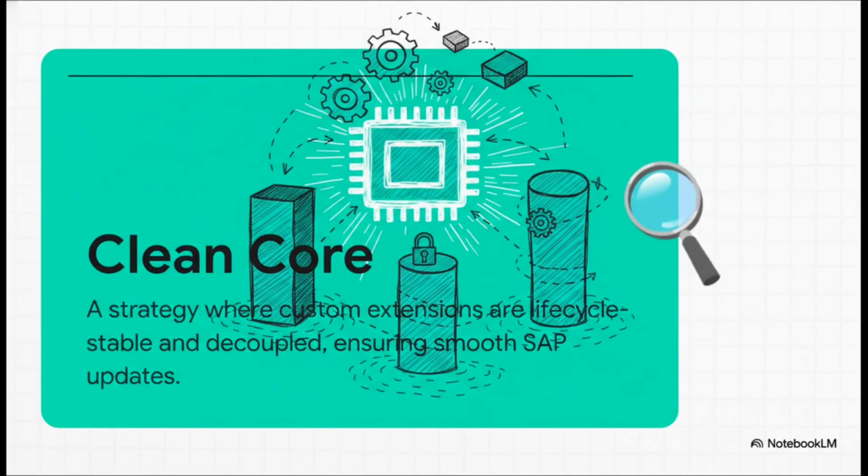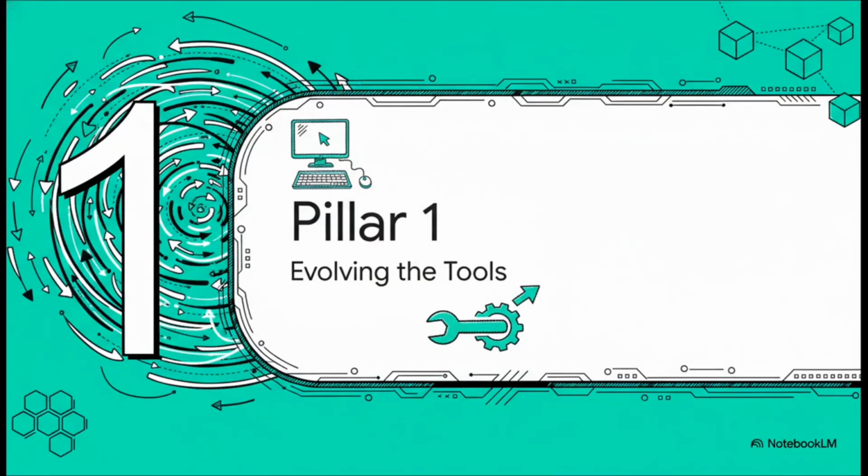Well, the answer is this whole strategy called the clean core. And the goal here is actually pretty simple. Think of your SAP system like a house. In the old days, to add a new room, you'd be knocking down structural walls. Risky, right? The clean core approach is like building a beautiful separate extension that connects perfectly but doesn't mess with the original foundation. It's all about building in a way that guarantees smooth upgrades, and it all rests on three big interconnected pillars.